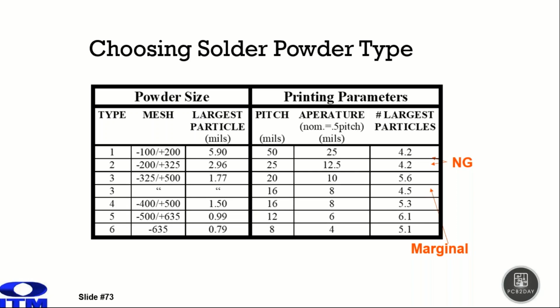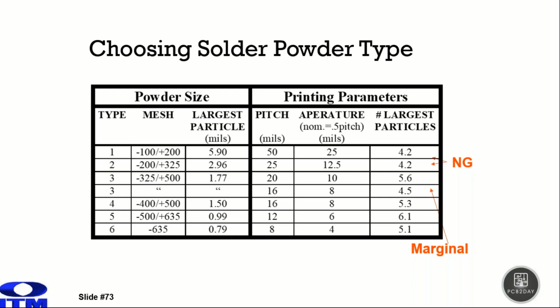Now let's say we're using that same type 3 paste and we have a 16 mil pitch part on our board. Again, the largest particle that we have to fit 5 across is 1.77 mil. But now we only have an aperture of approximately 8 mils across for a 16 mil pitch part. It doesn't quite fit, only 4.5, which means it might work, but a lot of times it might not, in which case we're going to get inadequate volume. It's going to affect how it releases and everything else, and also how it prints.